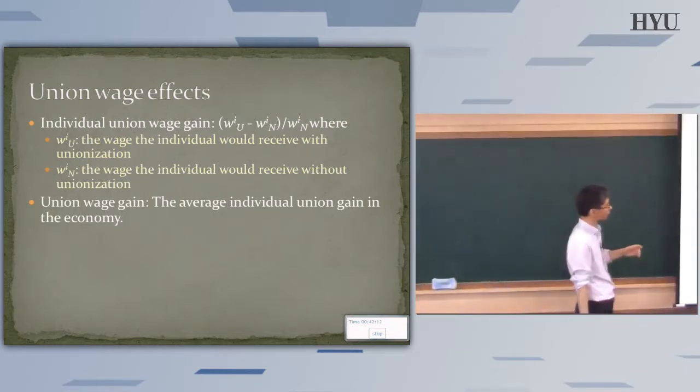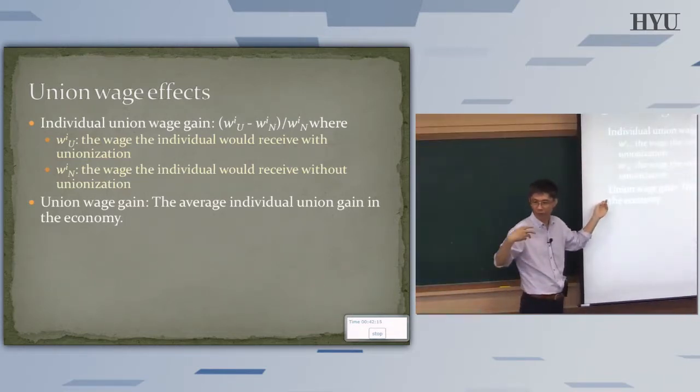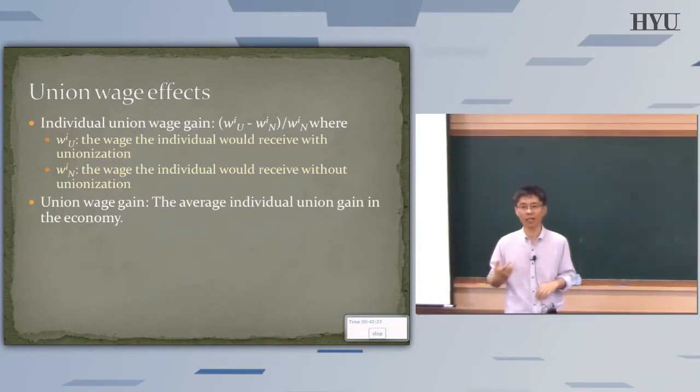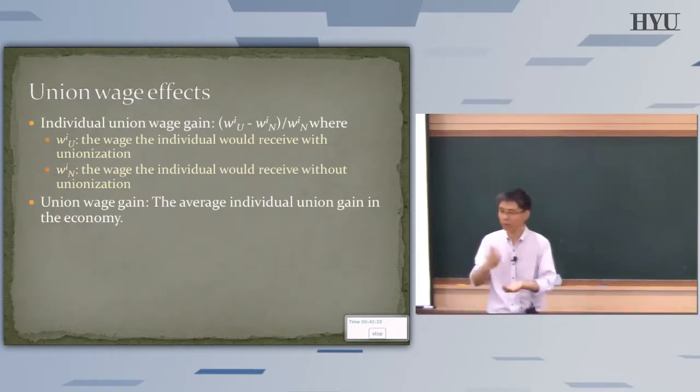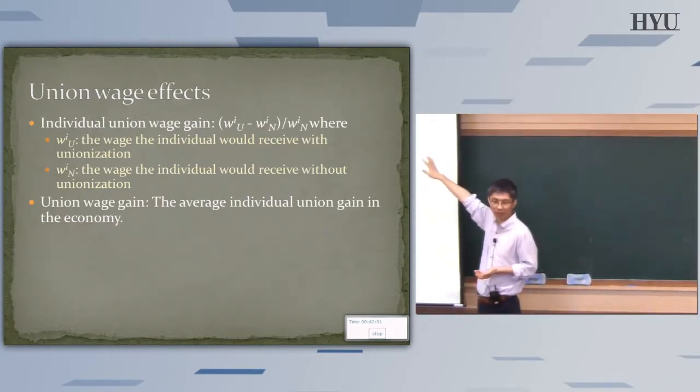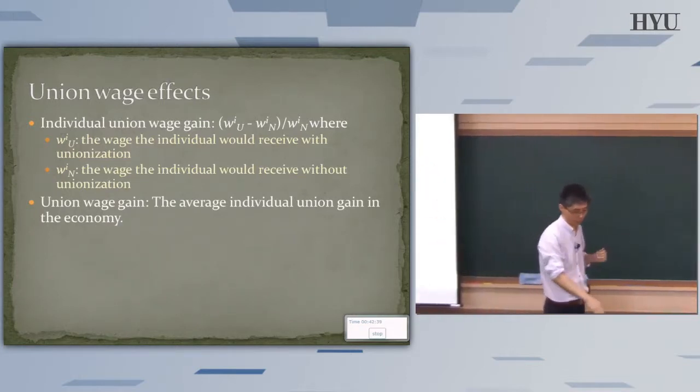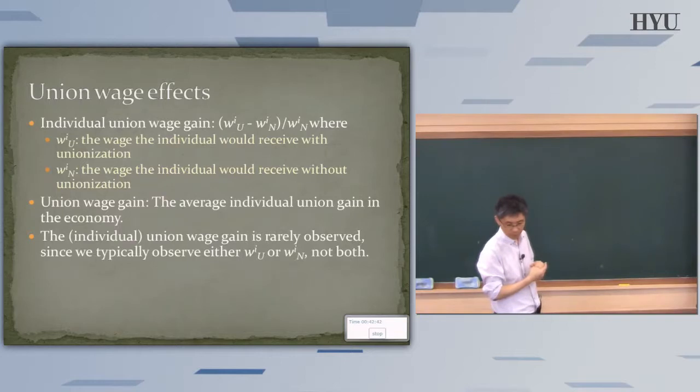And this is actually what the union brings to us. If Samsung Electronics employees ask me what they would get if they organize a union, we should tell them that they would get WU minus WN divided by WN, though we do not know exactly what the Ws are. The union wage gain is rarely observed. As I said, we typically observe either WU or WN, not both.